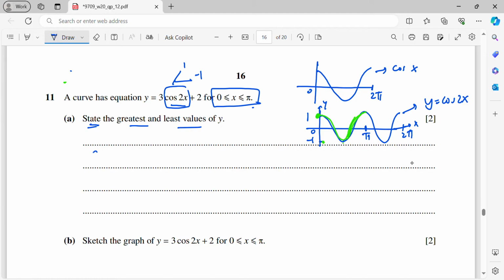So I will just write greatest value of y, or greatest y. It will be when 3 times 1 plus 2, because 3 is positive and plus 2 is positive. So I will get 5. So least y, that is when cos 2x is -1. Then I will get -1. Okay, done for 2 marks.